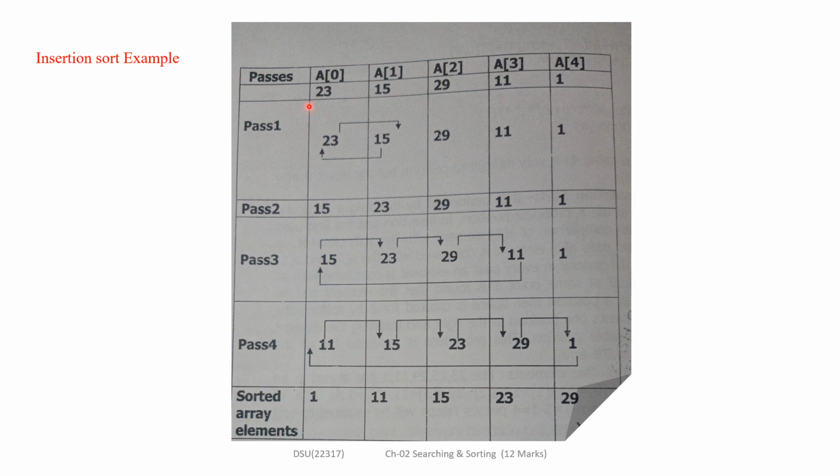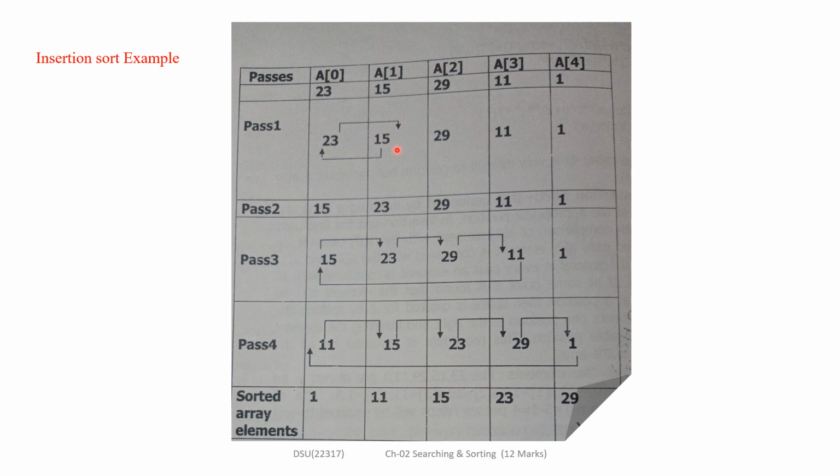Now the number of elements is 5. That's why we need the total number of passes, that is n minus 1, which means 5 minus 1, which is 4. We require 4 passes. In pass 1, the first element is 23.